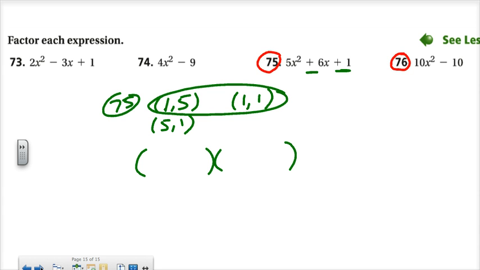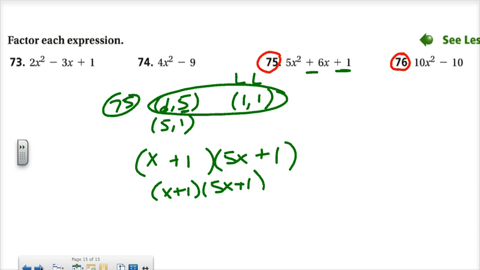So then we do first and first, last and last. And there it is. And again, you could always do FOIL on it and double check that that's going to get you back to the original. Doesn't matter if you have the quantity 5x plus 1 first and then the quantity x plus 1 second. It makes no difference in this case because with either direction we would get this to work out to 5x squared plus 6x plus 1.